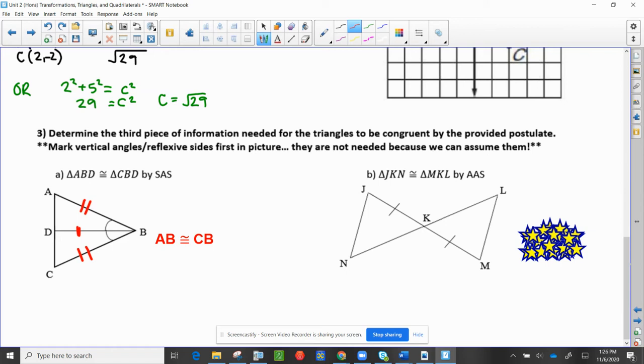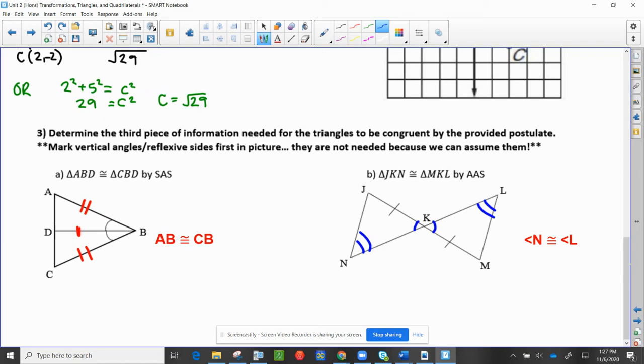B, if I want to prove triangle JKN is congruent to triangle MKL by angle angle side, what piece of information is missing in our picture? Well, we would have to know that angle L is congruent to angle L. Because remember, vertical angles we can assume already. So in order to get angle angle side, I would have to know that this angle is congruent to this angle. And then I can prove it. Remember, angle angle side, it has to go in that order.